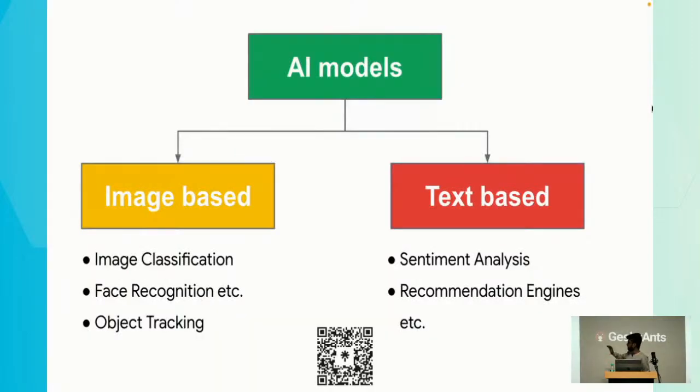So we can divide our AI models into two categories: one is text based and the other is image based. In image based, this could be as simple as facial recognition, like a biometric face lock, etc. And we can track objects, like what the toll plazas are now tracking.